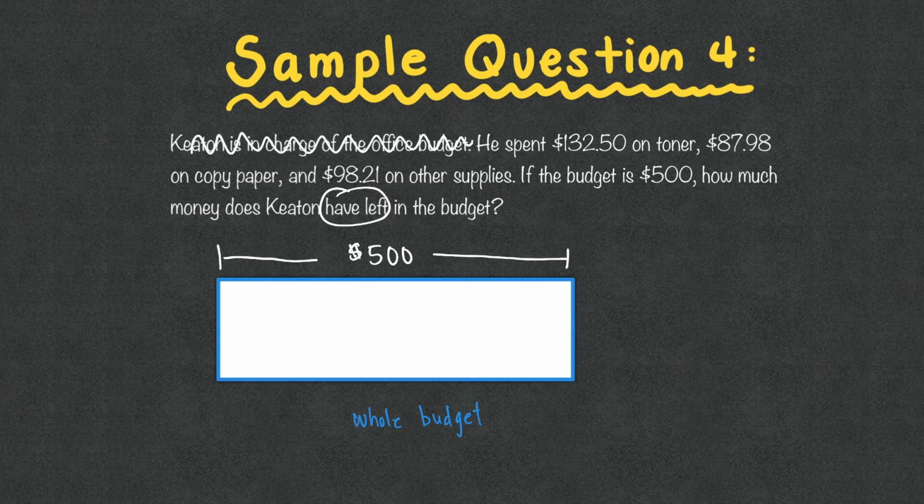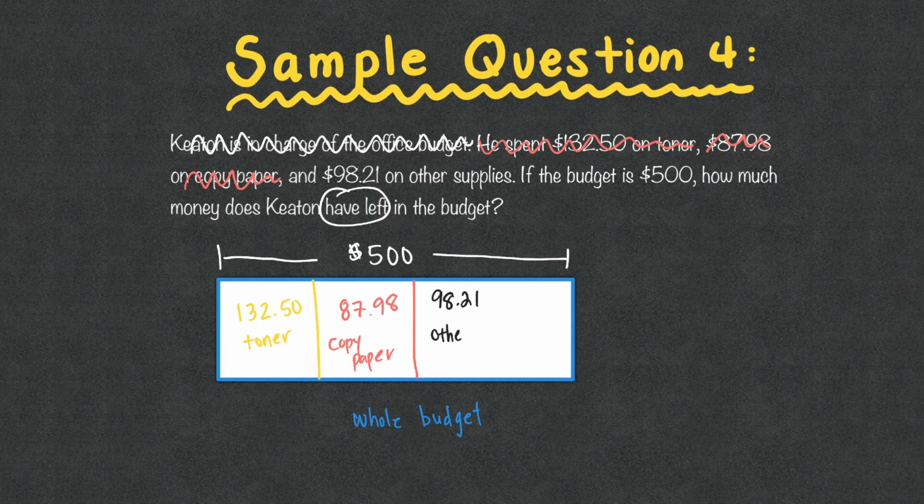Now, great, charge of office budget. We set up what the budget was. That was the first sentence. He spent $132.50 on toner. We know that, so that's gone. $87.98 on copy paper. That's done. And we have $98.21 on other supplies.